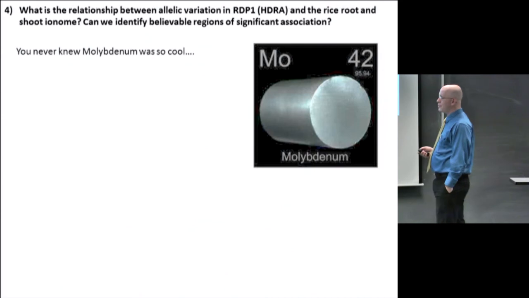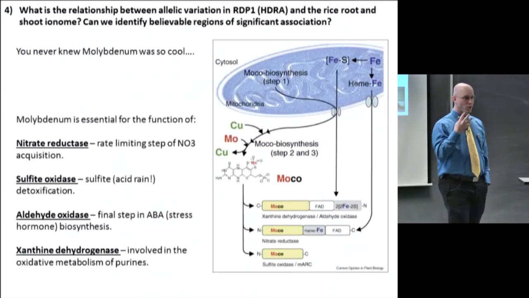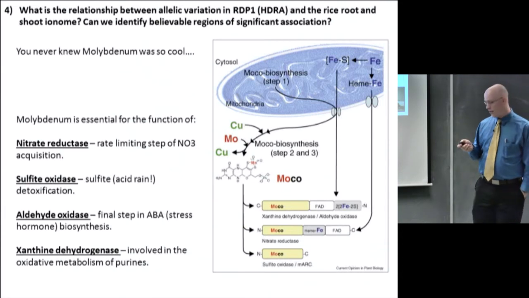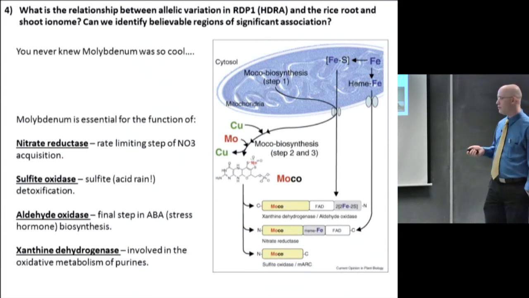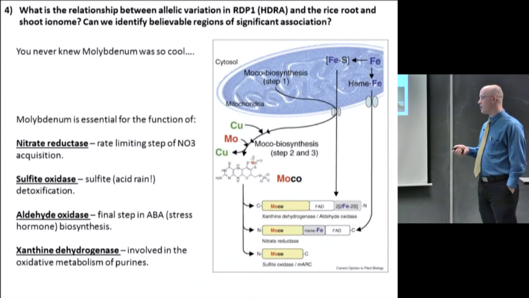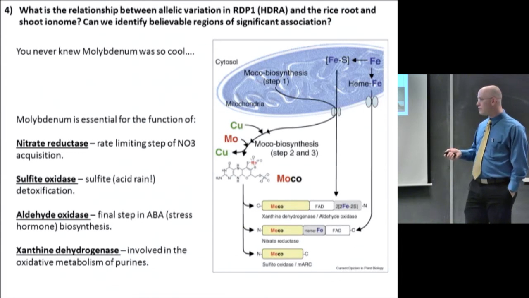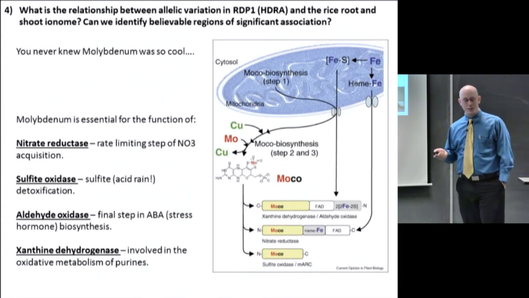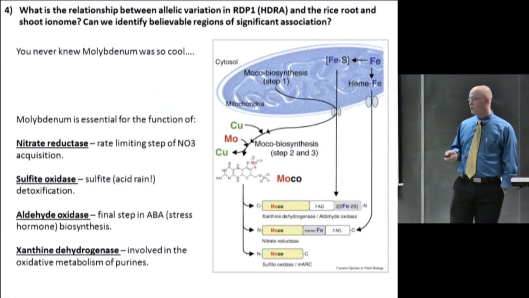So molybdenum is important in rice and in all plant life for 4 enzymes in the whole plant. And so a lot of people think that maybe it's not so super significant. And it's not, unless you care about things like nitrogen and acid rain. So nitrate reductase requires molybdenum, and it's the rate-limiting step in nitrate assimilation. Sulfite oxidase is an enzyme that requires molybdenum and is the primary enzyme for detoxifying sulfite, which is acid rain.